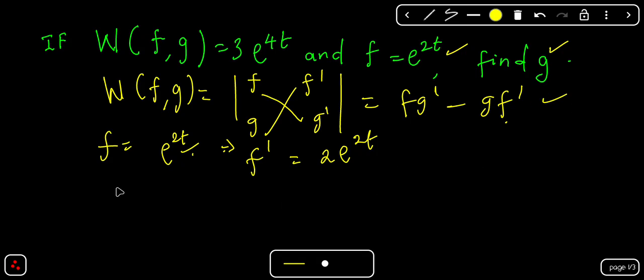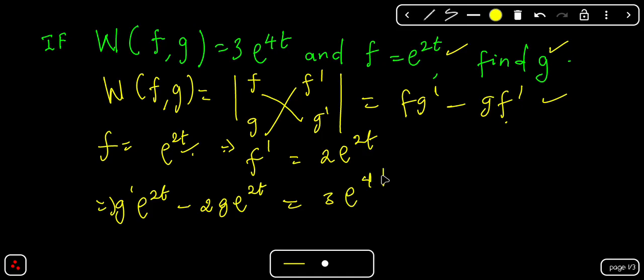Then we are going to have e raised to the power of 2t multiplied by g prime, minus g multiplied by f prime, and f prime is 2e raised to the power of 2t. You can write it this way: 2g e raised to the power of 2t, and everything is equal to 3e raised to the power of 4t.